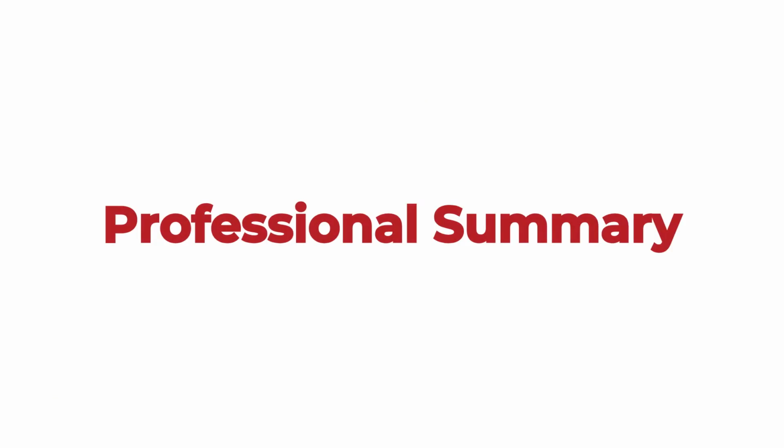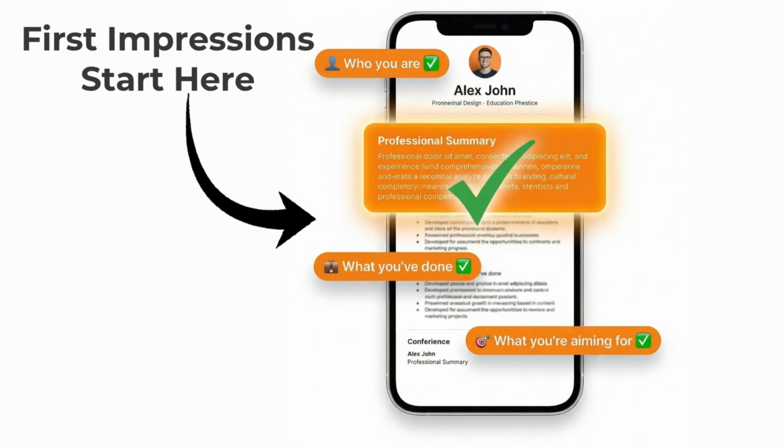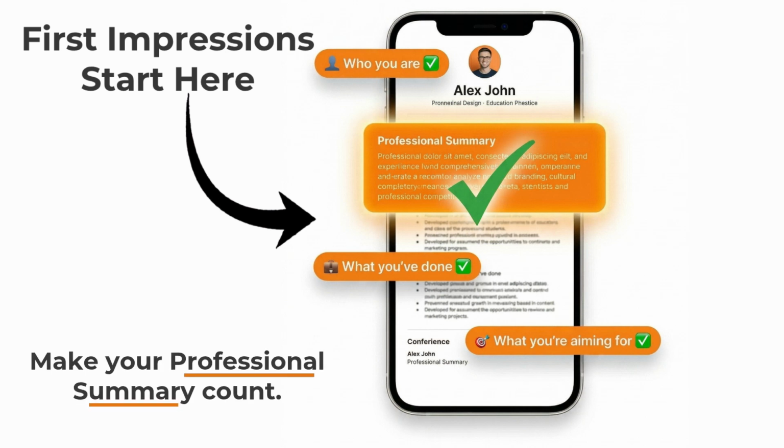Your professional summary. Now, this is where first impressions are made. It is a short career summary or objective statement, something that clearly describes who you are, what you've done, and what you're aiming for. Don't worry if writing this feels intimidating. You can prompt the AI icon at the top to refine your language, tone, and clarity. Think of it as your elevator pitch: short, powerful, and memorable.